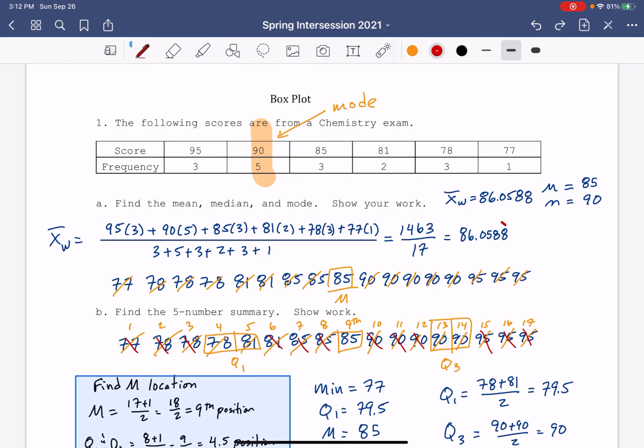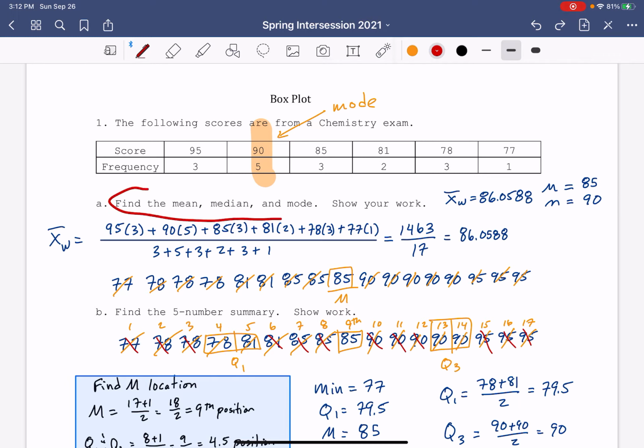Remember that 86.0588 is a balance point. And yes, it could be 86.059. Can it be 86.06? Yes, that's fine for now. Three numbers after the decimal place is great, if you have them. And no, this is not a chemistry class, so we're not talking about significant digits. Okay. All right, so that's well.